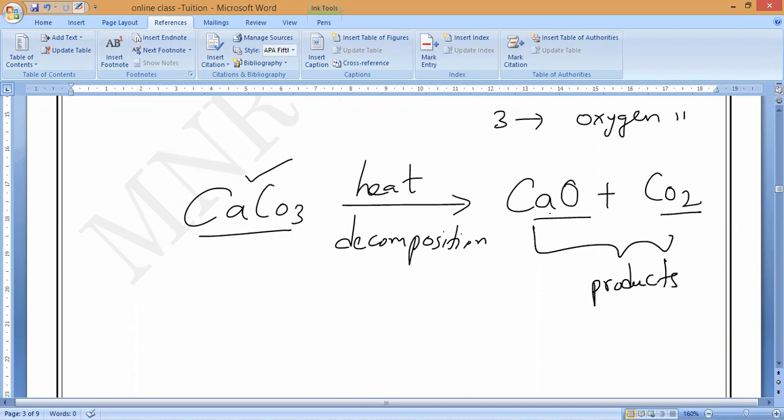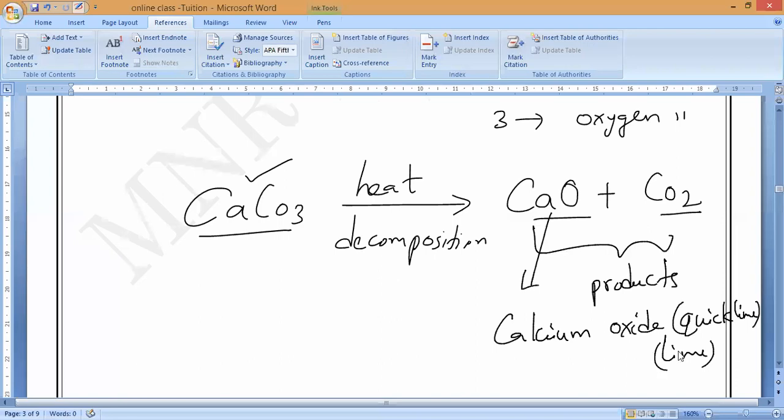Products. Understand? What should we call this? Calcium oxide. So we can call it quicklime. Simply, we can call it lime, quicklime, or calcium oxide.